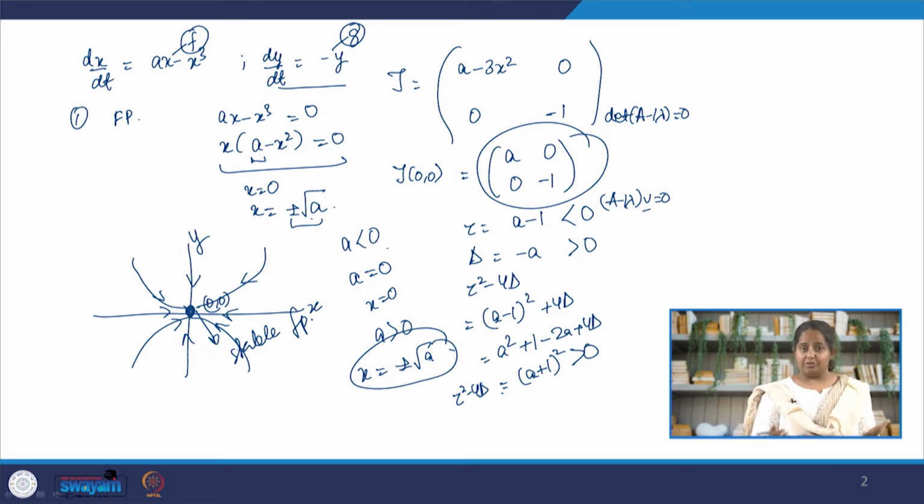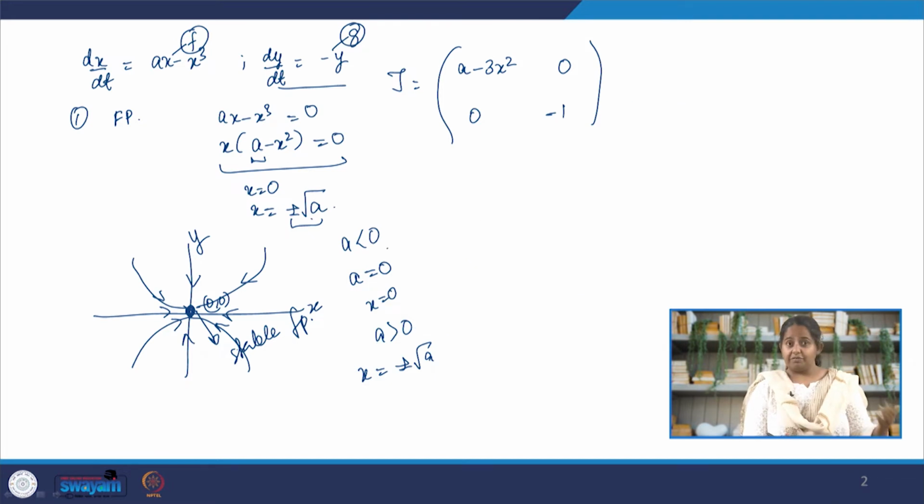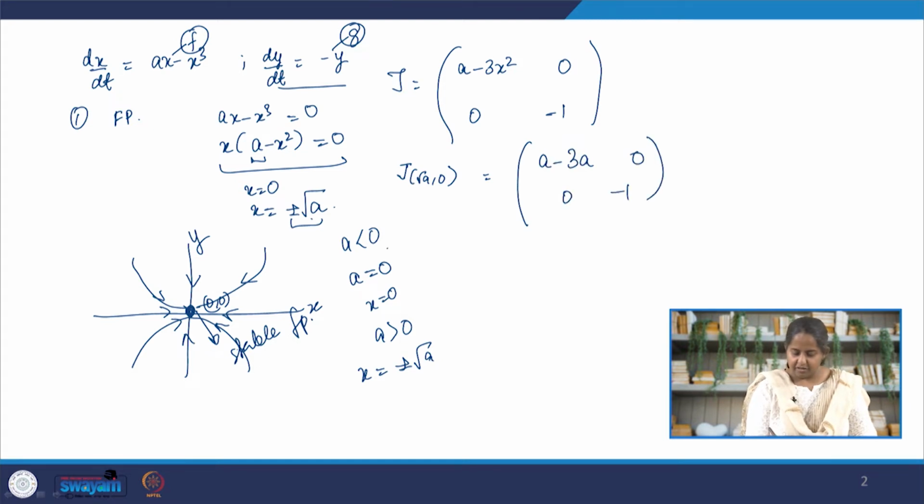Now let us see what happens when we have two new fixed points. Once again we are going to use our Jacobian. Now we have three fixed points, and the first fixed point is of course x equal to 0. We will have a very similar tau and delta, it is going to be a stable fixed point. The next fixed points are plus root a and minus root a, y is equal to 0 in both cases. So let us look at what our Jacobian looks like at plus root a, 0. A minus 3a, 0, 0, minus 1, we end up with minus 2a, 0, 0, minus 1.